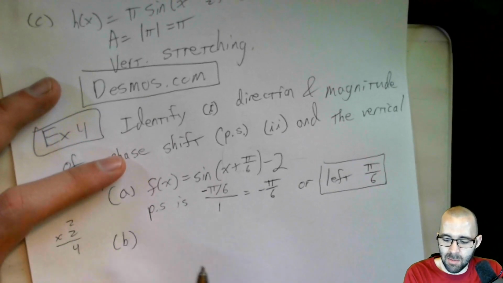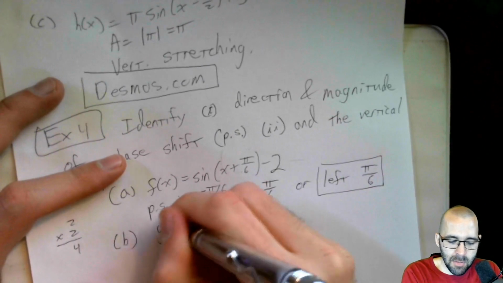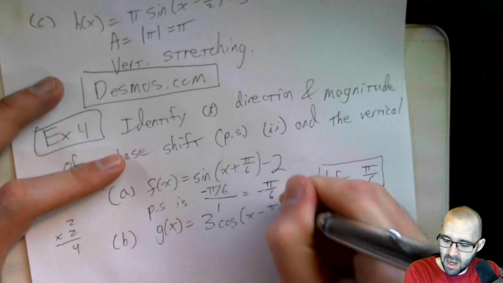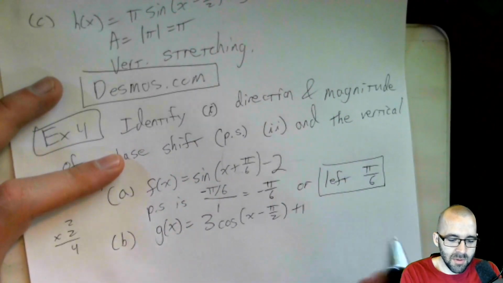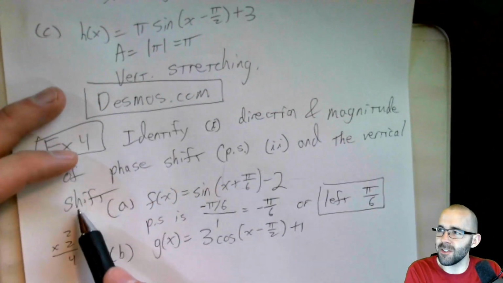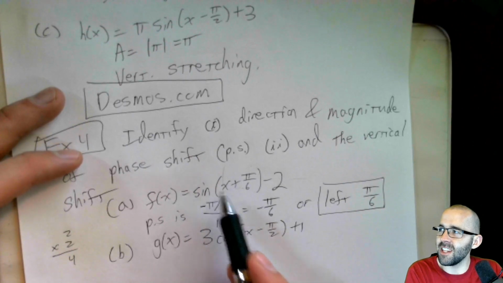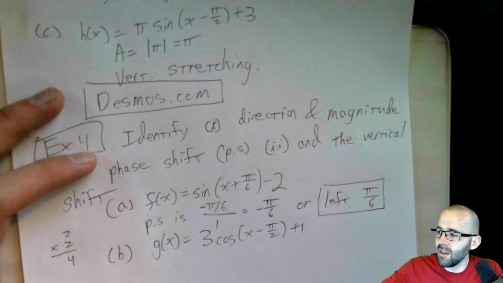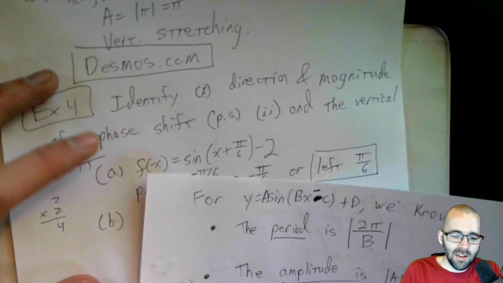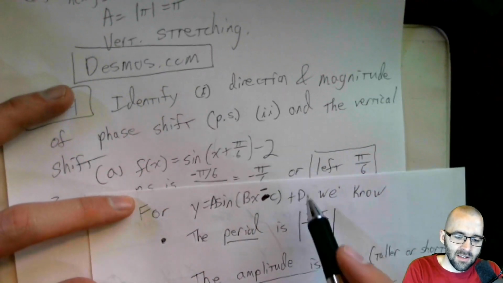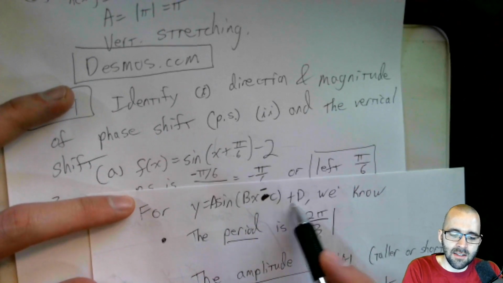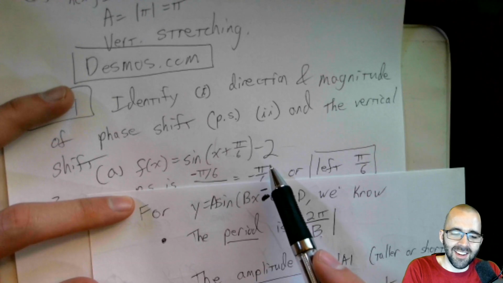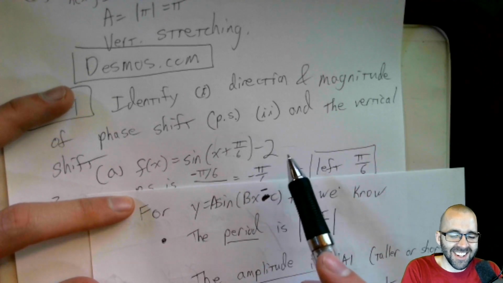So practice is important. Part B, g of x equals 3 cosine of x minus pi over 2. Oh, oops, I didn't finish. We didn't talk about the vertical shift. What's the vertical shift here? Again, you might say, oh, it's 2. But remember, it's plus d. It says up d units.